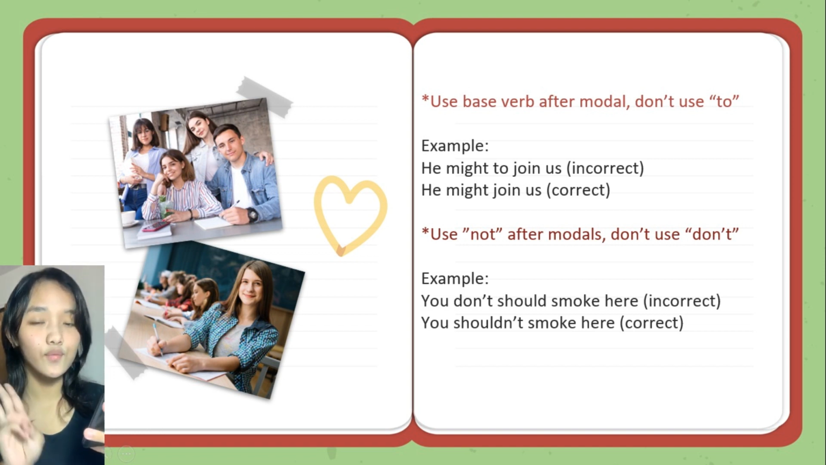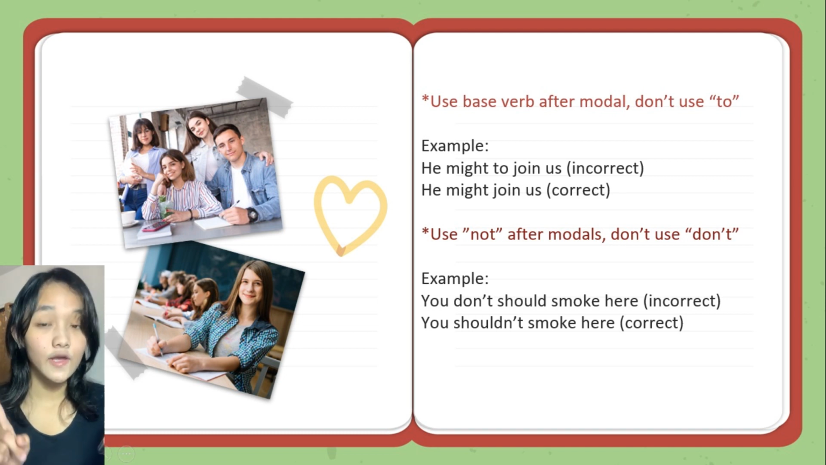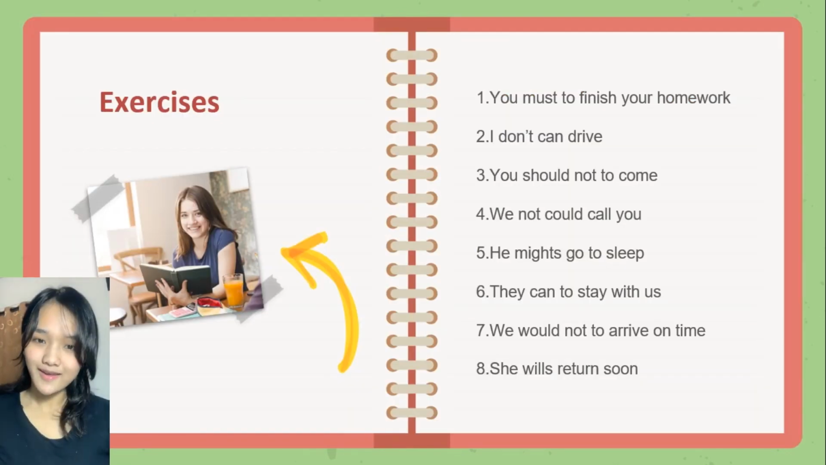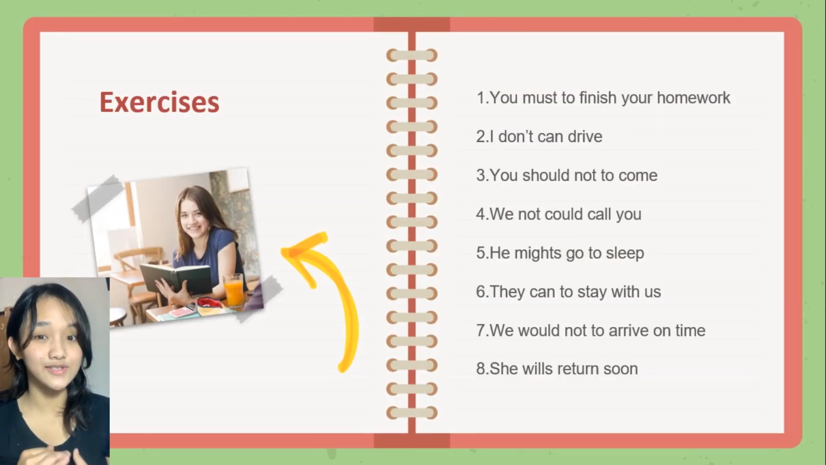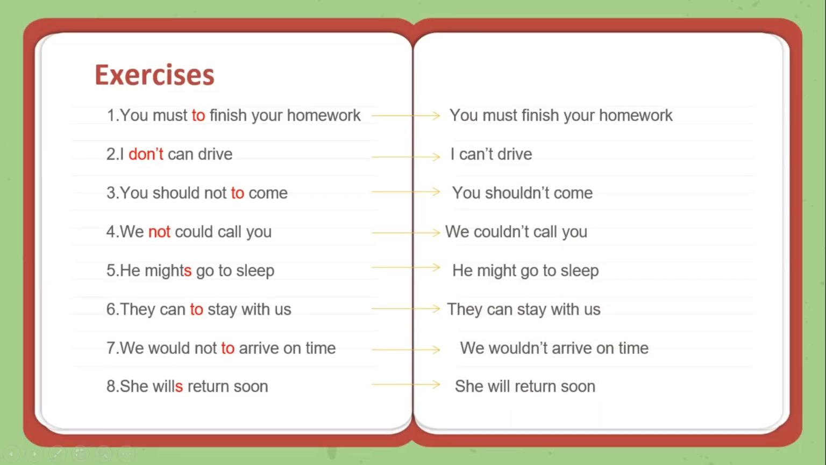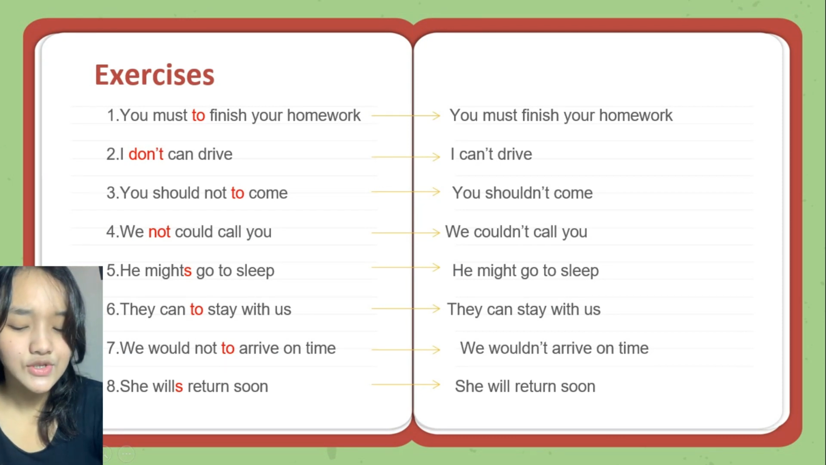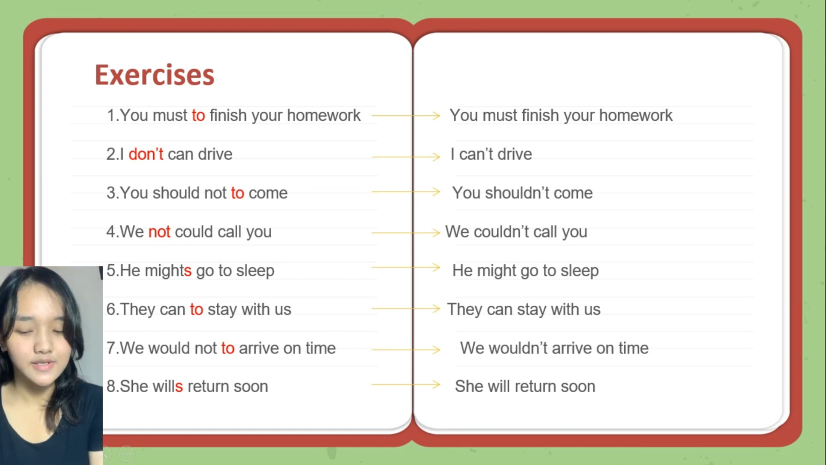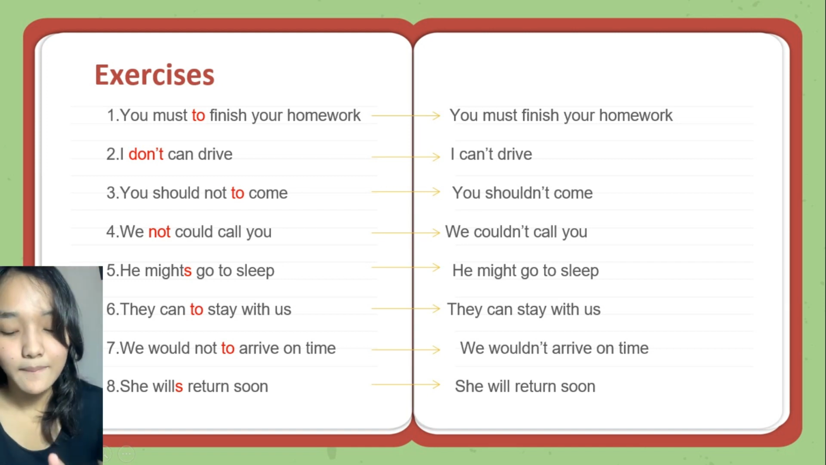And the third rule is use not after modals. Don't use don't. For example, you don't should smoke here. That is incorrect. And the correct way is you should not smoke here. Right now, I have some exercises that we're going to do together to make sure that you completely understand this material. So, number 1 is you must to finish your homework. Can you tell where the mistake is? Alright, the mistake here is to.